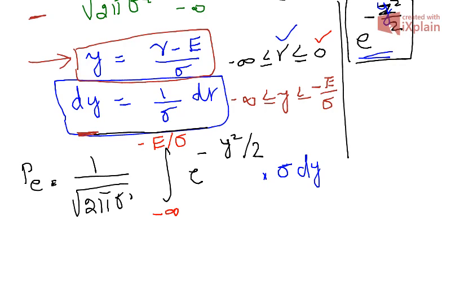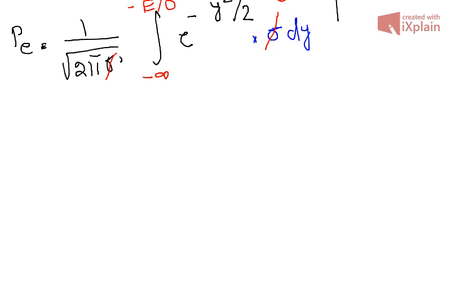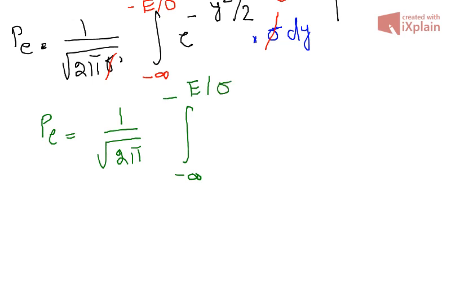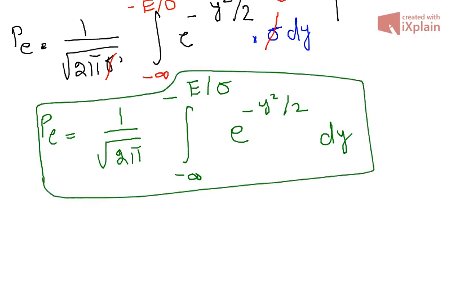Now you can clearly see that this sigma cancels out with this sigma, because this is under root sigma square. So when the square root and the square cancel, you have sigma in the denominator and sigma in the numerator, and both cancel out. So your probability of error expression reduces to, let me rewrite it, 1 over square root 2 pi, integral from minus infinity to minus e over sigma of e raised to the power minus y square over 2 dy. This is the expression for the probability of error.